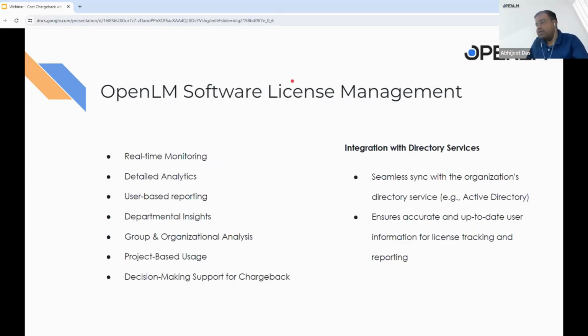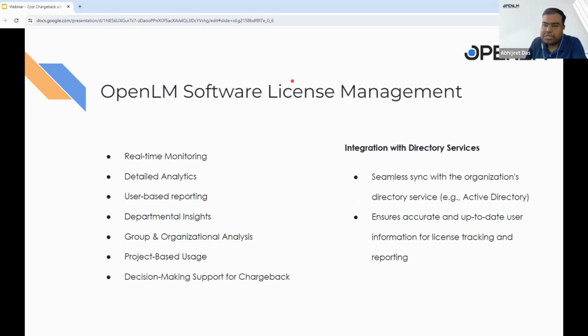Now, talking about the different functionalities which will actually help you in this cost chargeback policy, first is real-time monitoring, where OpenLM can monitor the real-time usage statistics: who's using what, which applications are in use, and which user belongs to which particular department or groups.